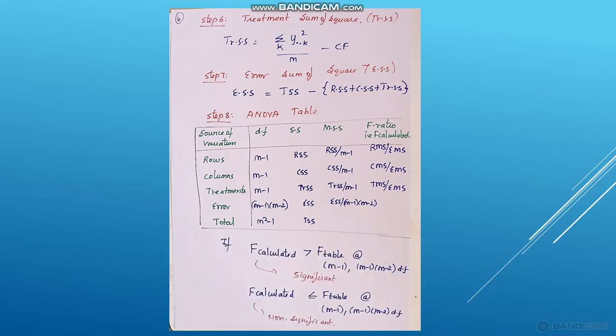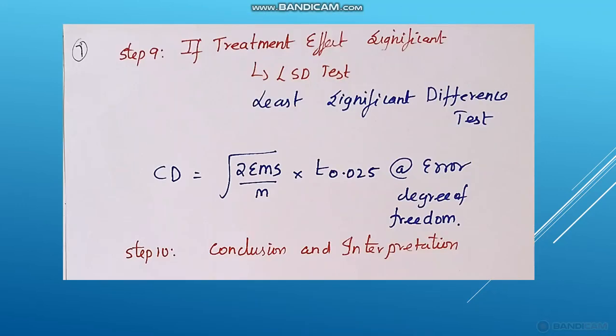If the F calculated value is greater than the F table value, then it is significant. If it is less than or equal to the table value, then it is non-significant. In step 9, if the treatment effect is significant, then we will go for step 9.